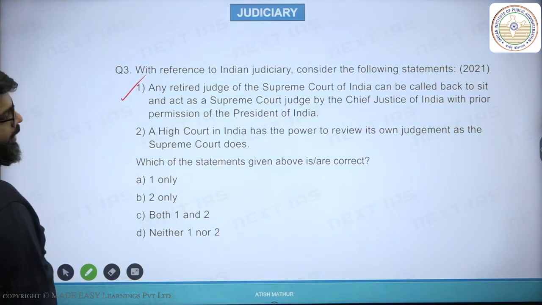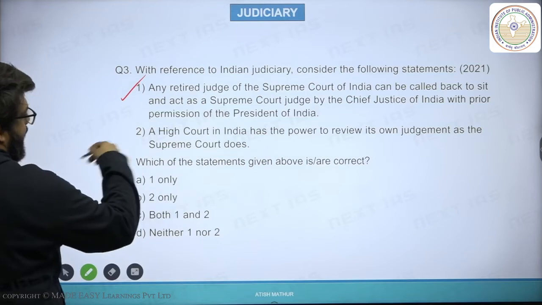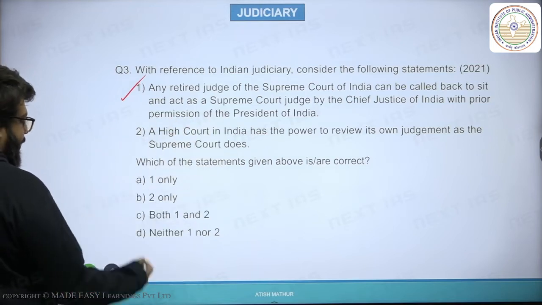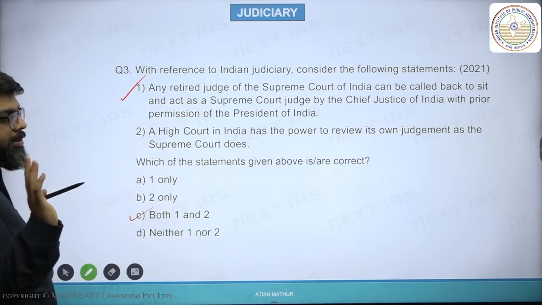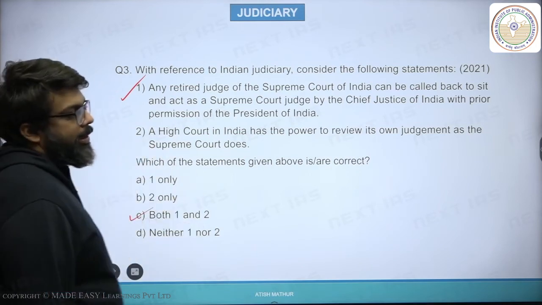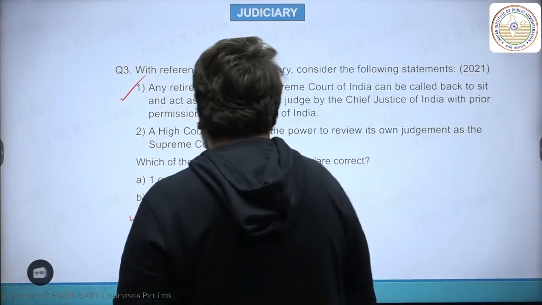A high court in India has the power to review its own judgment as the Supreme Court does. मैंने बोला court of record होते हैं Supreme Court और high court. Both are correct options without the simplest problem. ठीक है? Yes, clear? Good.